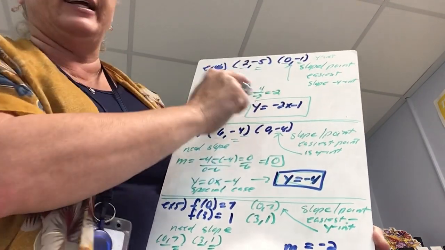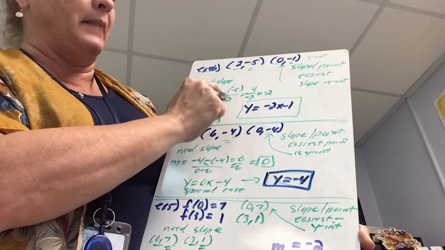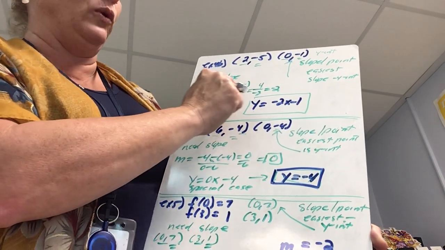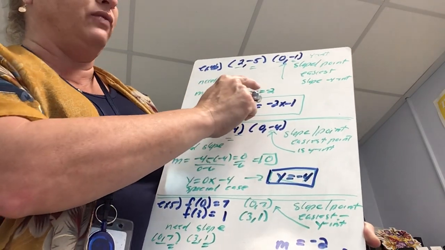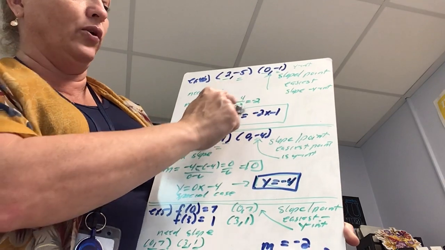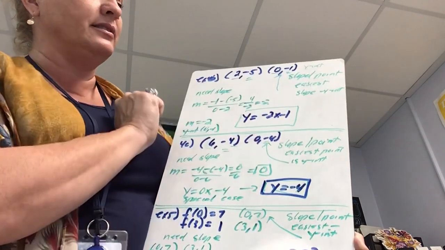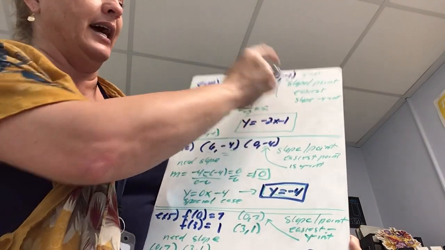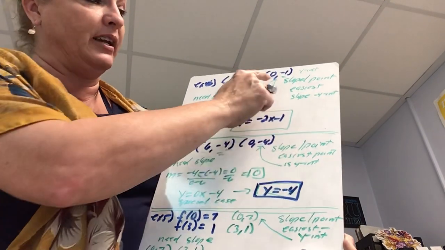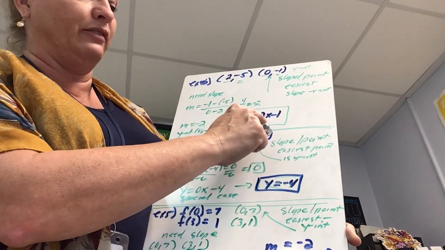So single underline my x's, double underline my y's. Be careful. This is -1 minus a -5, not -1 minus 5. It's -1 plus 5, which is 4, and then 0 minus 2, which is -2. 4 divided by -2 is -2. Do I have slope? Yes. Do I have a y-intercept? Yes. Remember, all y-intercepts have an x-coordinate of 0. So the equation of my line is y equals -2x minus 1.